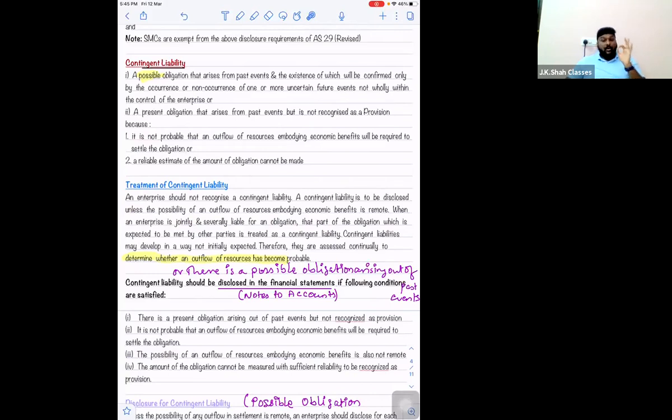Correct? Now, on the basis of your information, you have to decide what the chances of outflow of resources are. If the chance is remote, ignore the contingency. If the chance is possible, possible means what? Not probable, not remote, between them, possible, then you have to record it as a contingent liability in the notes to accounts. And lastly, if it is probable that something will go out from your pocket to settle the obligation, please record a provision for the contingency. I hope you get this point.